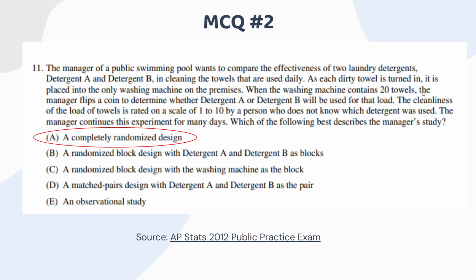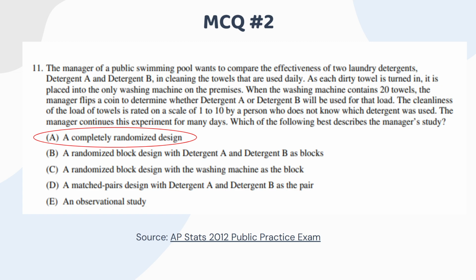When the washing machine contains 20 towels, the manager flips a coin to determine whether detergent A or B is used for that load. So as we can see already, there is some kind of random assignment using a coin. As someone said earlier, you can use a coin flip to randomly assign instead of, like, a hat draw or something like that. This is an example where you can use a coin. You flip the coin and then you randomly assign the towels to be cleaned with detergent A or B. So we see here the random assignment.